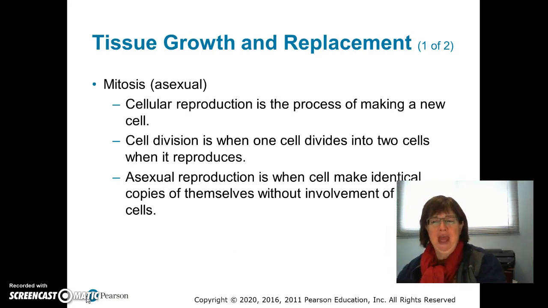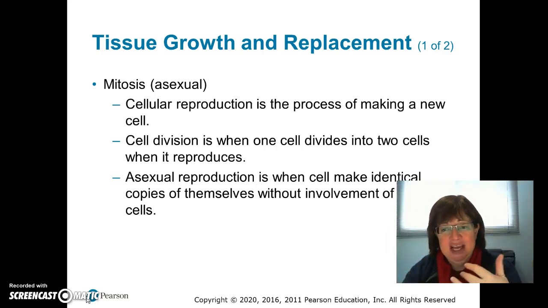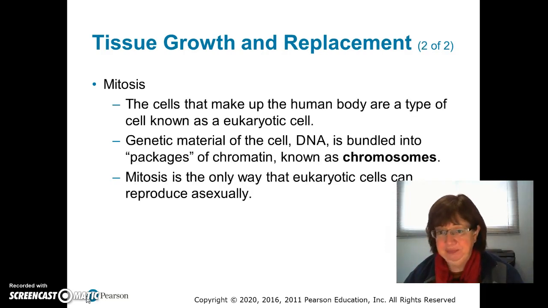So a brief review. When we look at tissue growth and replacement, this is a process of mitosis. In mitosis, you have cells making exact copies of themselves, and you get one cell that makes two copies. And it's asexual in the fact that the organism doesn't need any other organism, and it just involves cellular replication. When we talk about DNA, DNA comes in packages called chromosomes, and these chromosomes are where the material is found.